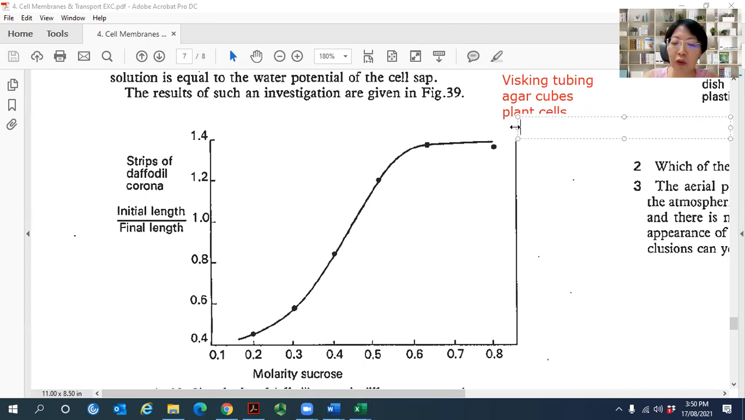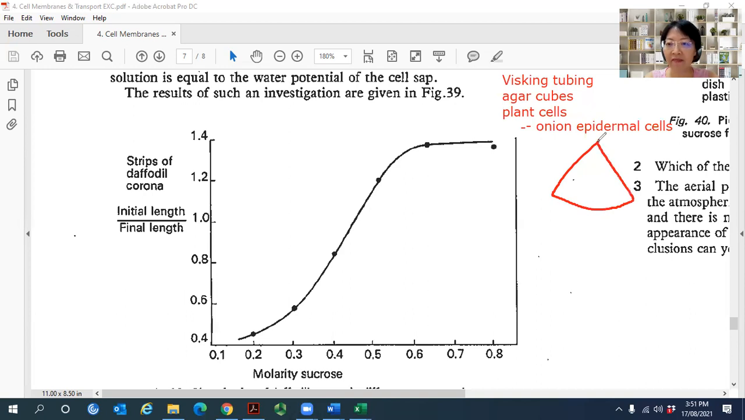They can give you, for example, onion epidermal cell. Usually for onion epidermal cells, you take the onion, you chop it off, and then you can see that you've got scales, the onion scale, like fish scale, right?